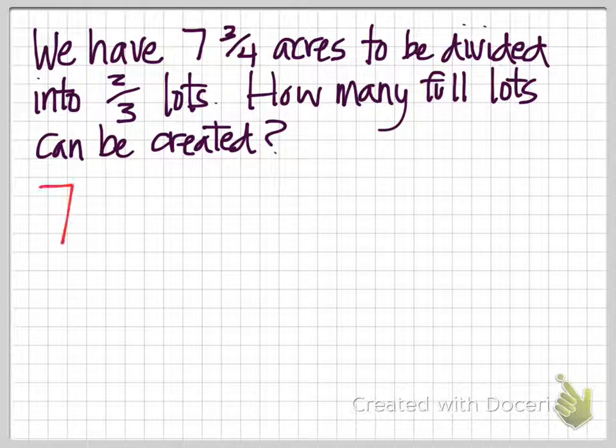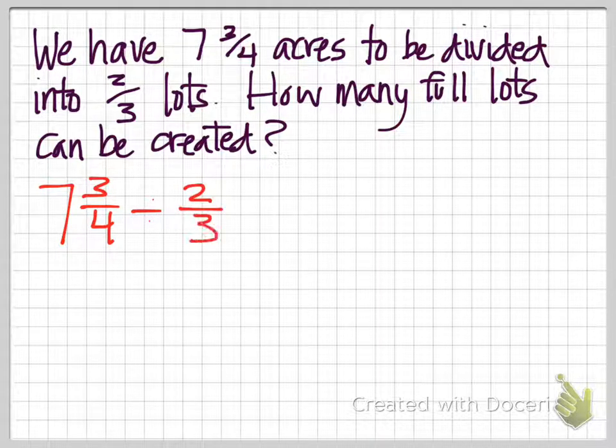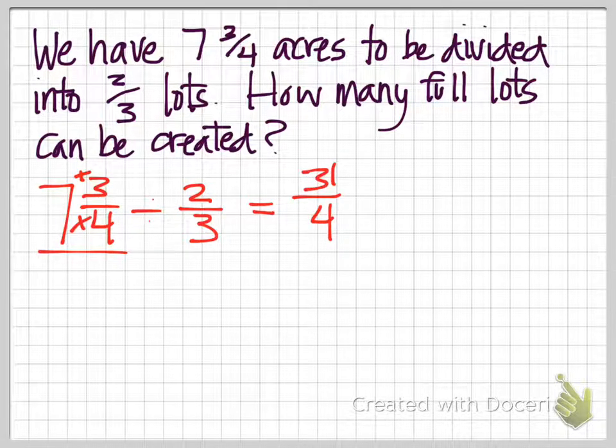Well, we know that what we want to do first is say 7 3/4 divided by 2/3 would give us the number of lots that we could have out of this 7 3/4 acres. But we need to do a little math here. The first thing we need to do is convert 7 3/4 to a regular fraction instead of a mixed fraction. So 7 times 4 is 28 plus 3, and that gives us 31 over 4. To divide, we change our division sign to a multiplication and invert the fraction. So now we have 31 over 4 times 3 over 2.